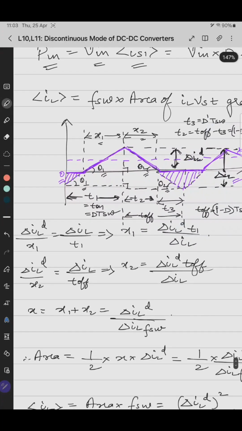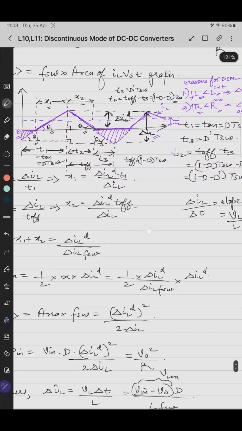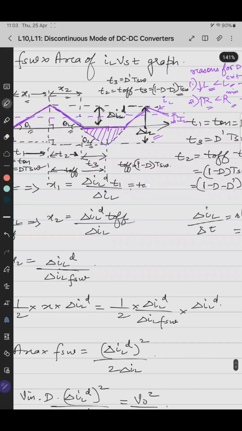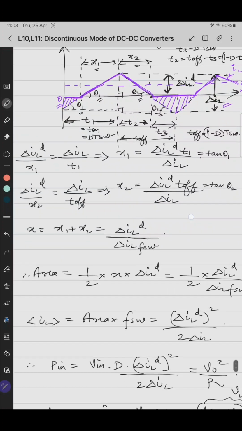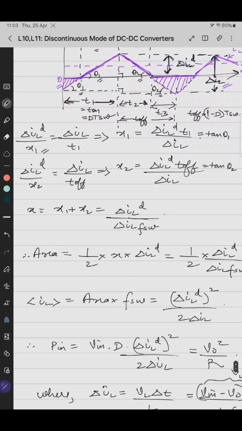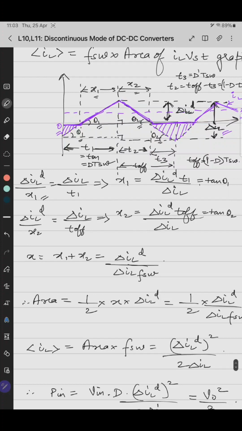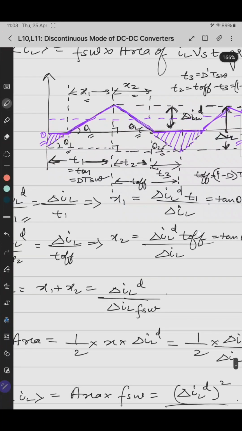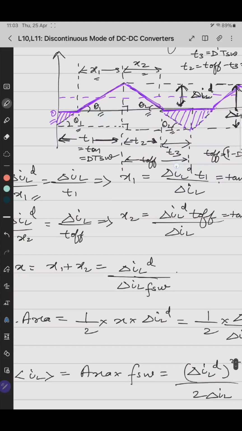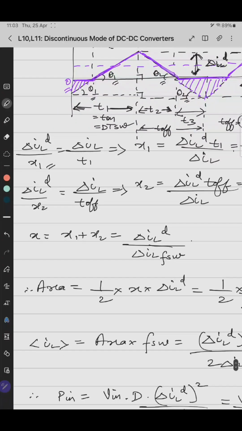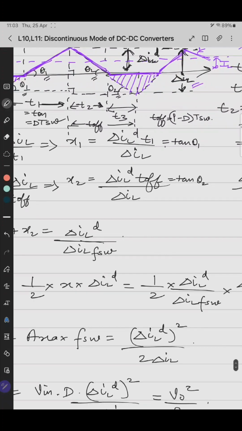So we have to find x1 and x2. By using the tan, this is equal to tan theta1 and this equals tan theta2. So tan theta1 is delta IL d by x1, which is also equal to delta IL by T1. Similarly, delta IL of d by x2 is delta IL by T off, because the angle is the same, using the symmetric property of triangles. So we are finding x1 and x2 in terms of the known parameters, that is delta IL d, delta IL, T off, and T1. So we'll get x1 and x2.